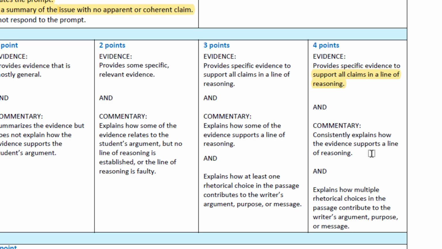Think of the evidence that you use as the muscle, right? The evidence is the muscle, right? And your commentary is the cartilage that links the muscle, or the sinews, the tendons that link the muscle to the bone, right? The muscle is useless if it's not attached to the bone.